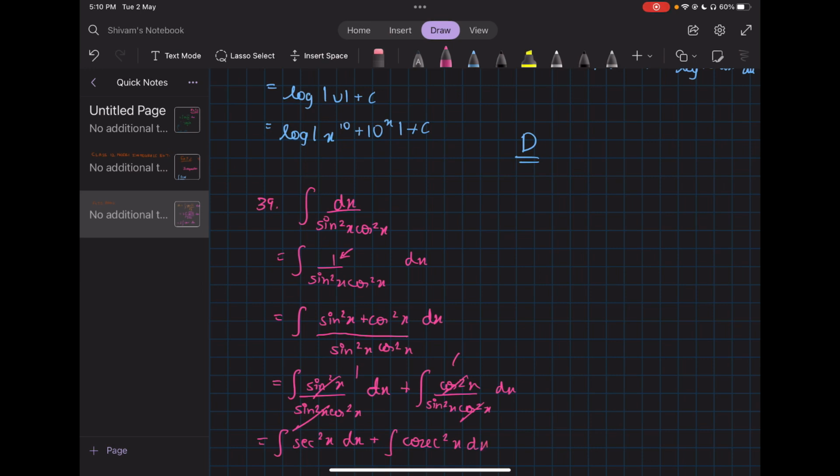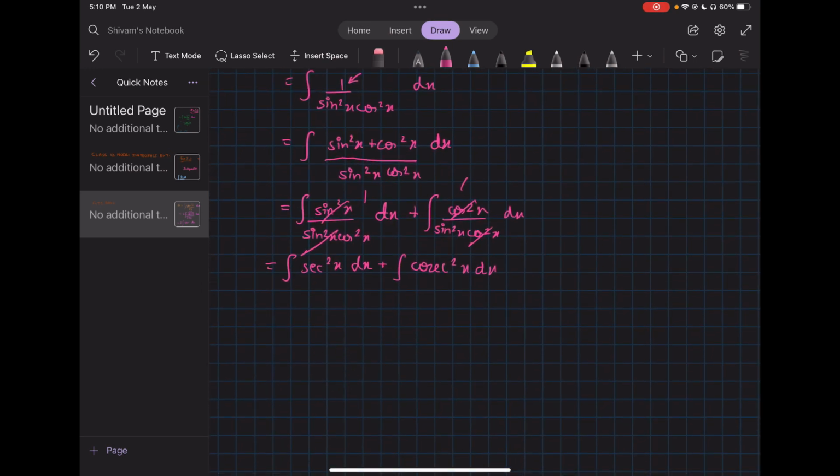Now it's just integrals we know, because the integral of sec squared x is tan x and the integral of cosec squared x is negative cot x, of course, and then a plus c. And matching up with their answer choices, that matches up with option B. That is our answer. All right.